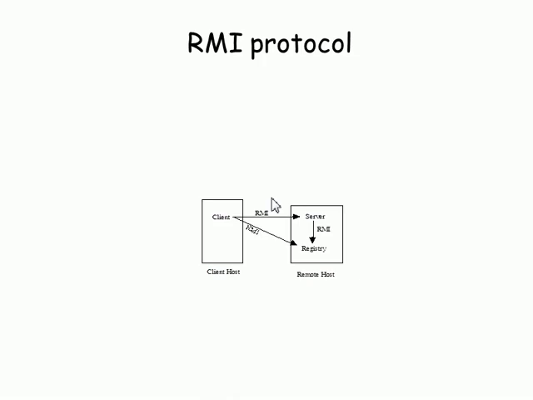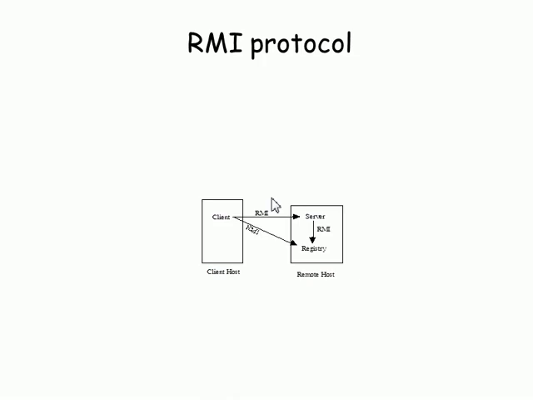So here is the RMI protocol. I've got a client and I've got a server. The server is doing my computation. The client uses remote method invocation to talk to the server, and the client talks to a registry in order to discover the server. And the registry is nothing more than a web server running on a fancy port, which comes back and tells us about services that are available.